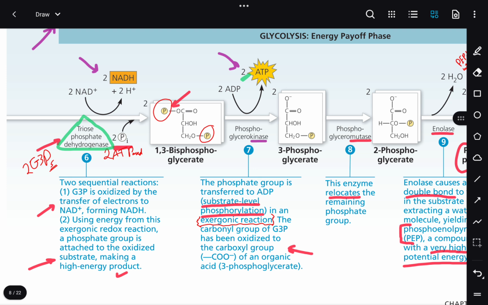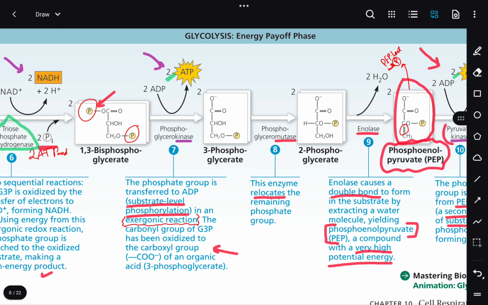We will end up with a 3-phosphoglycerate. Kinase will only remove 1 because it's a multi-step process. We don't want the burst of energy to happen. This is the first instance of a mutase. What does a mutase do? It just relocates stuff. It will relocate the phosphate group.